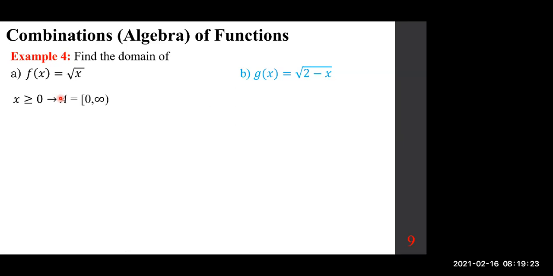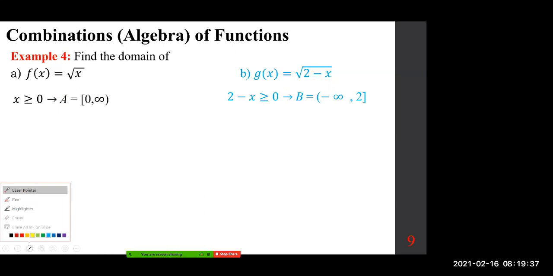What happens in this case is 2 minus x is greater than or equal to 0. And 2 minus x greater than or equal to 0 means 2 is greater than or equal to x, or x is less than or equal to 2, and that results in this. Very straightforward. We got both of them.